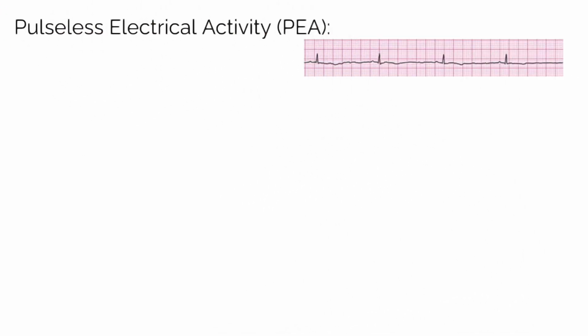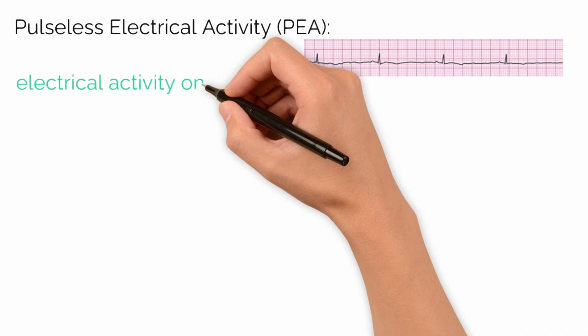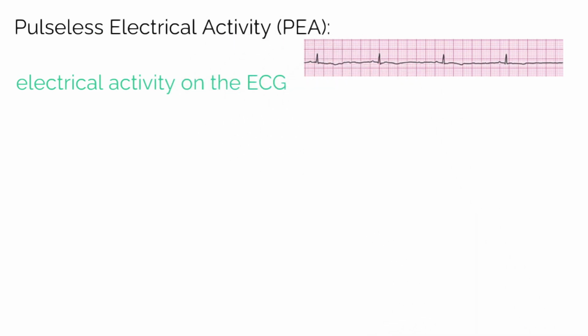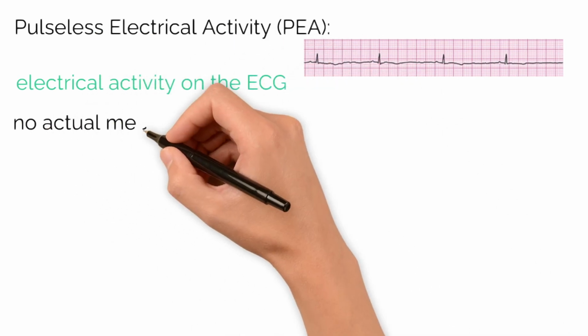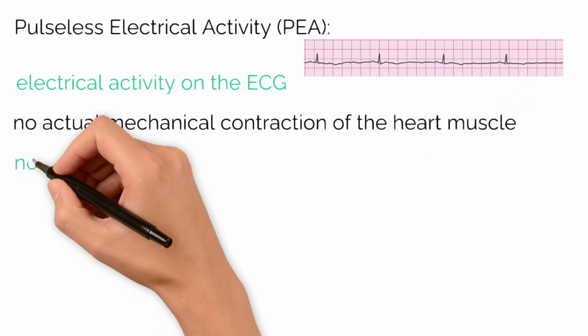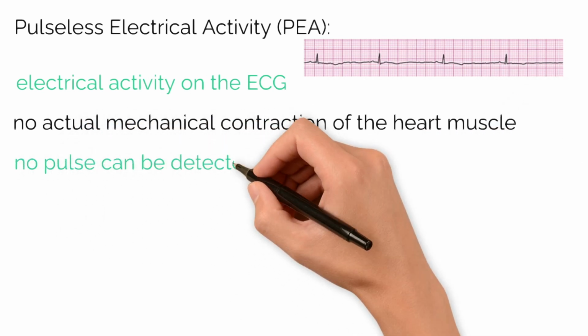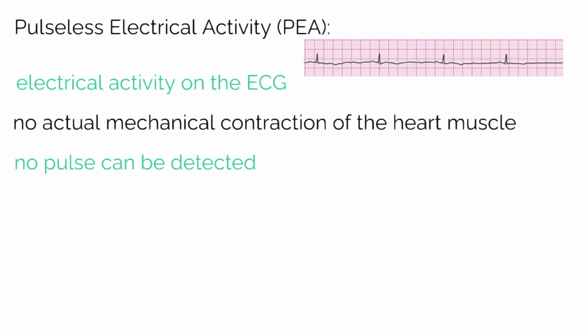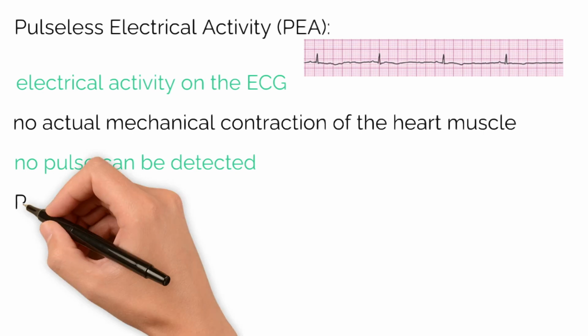Pulseless electrical activity refers to a condition where there is electrical activity on the ECG that would normally indicate the heart is beating, but there is no actual mechanical contraction of the heart muscle, so no pulse can be detected. The heart is not effectively pumping blood despite the presence of electrical signals.